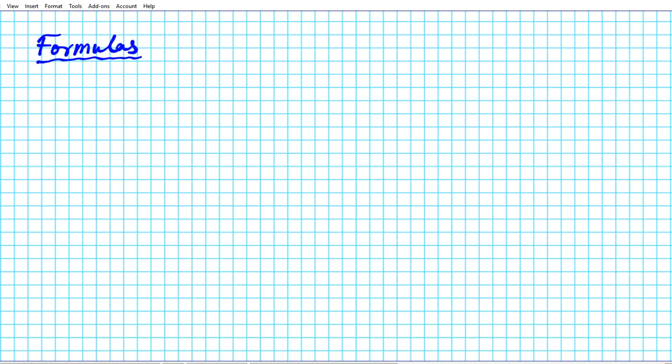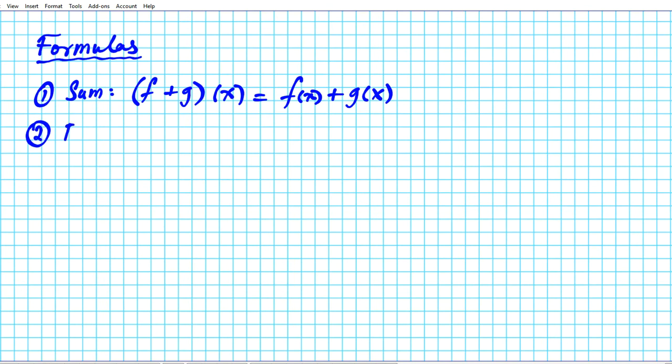The first one is the sum formula, and that is written by f plus g of x. F plus g of x just simply means you add the function f of x and g of x together. The second one is the difference, f minus g of x, and that's given by the function f of x minus g of x.